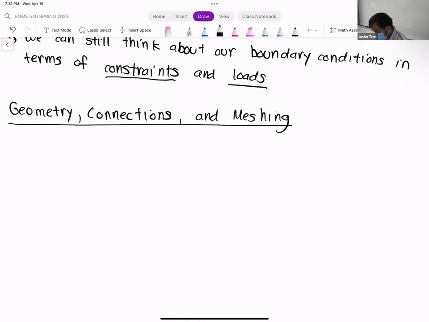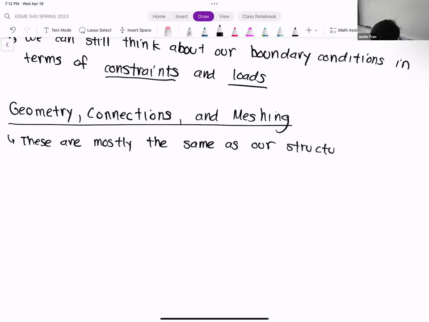Okay, so I'm lumping all these together because, in terms of the geometry and the meshing and the connections, not much is going to change. And so whether you're doing a structural simulation or a thermal simulation, you're going to mesh your part mostly the same way.